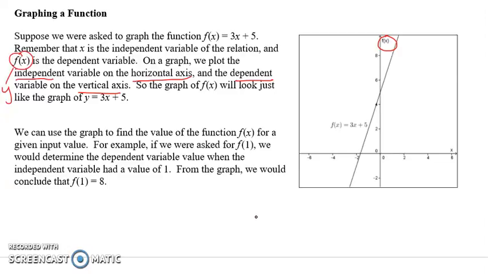We can use the graph to find the value of the function f of x for a given input value. For example, if we were asked to find f of 1, we would determine the dependent variable value when the independent variable had a value of 1. For example, f of 1, there's my value of 1 right there. And if I go up with that, this isn't a great graph, but it's fairly close. You can see that the value of 1 corresponds with a y value of 8. So we would simply say f of 1 equals 8.